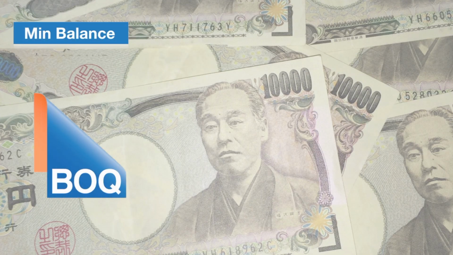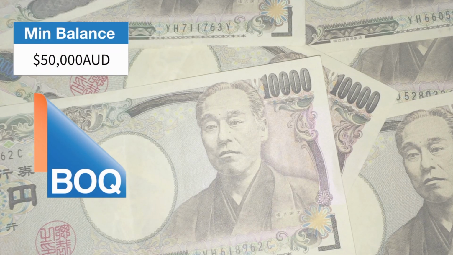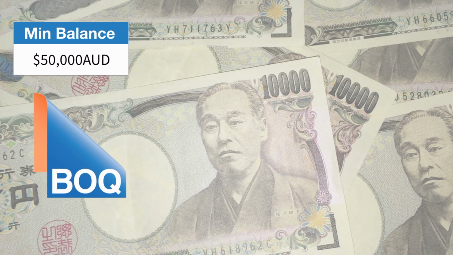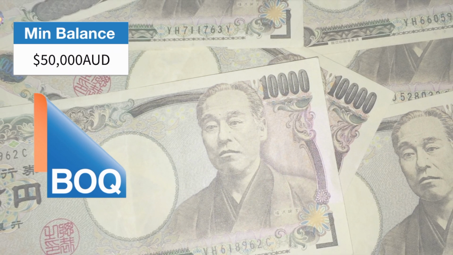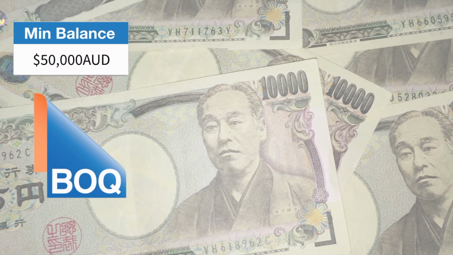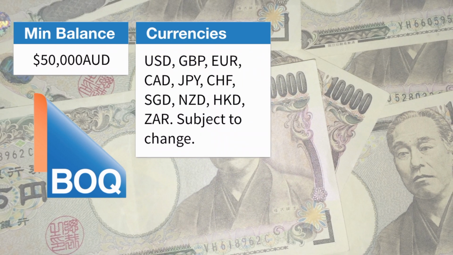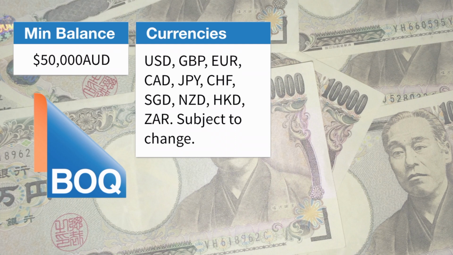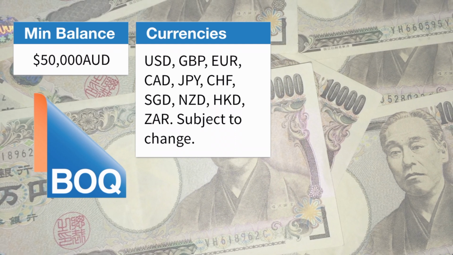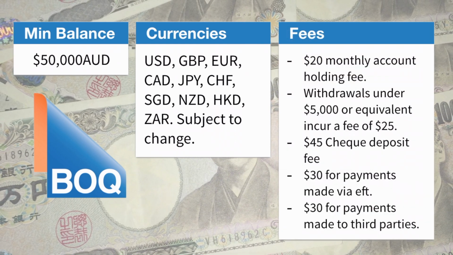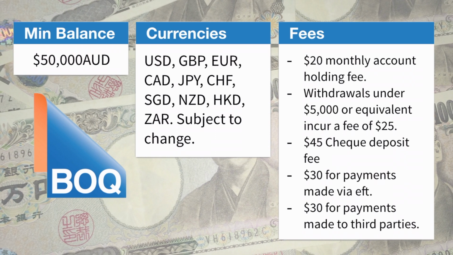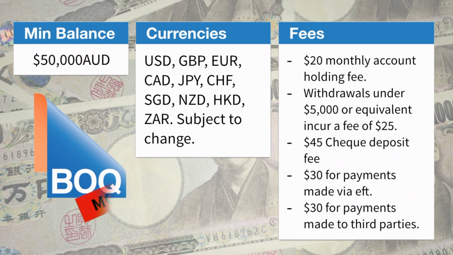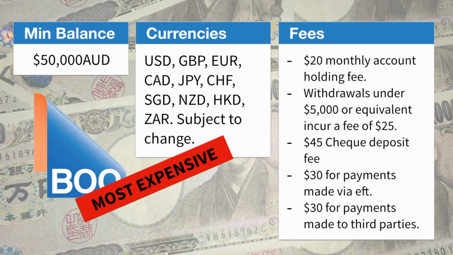And finally, Bank of Queensland. They have a very high minimum balance of 50,000 Australian dollars or $100,000 if you're making a term deposit. Their currency list is also subject to change, and they charge a lot of fees for holding the account, withdrawing under $5,000, depositing cheques, and making payments. There are a lot to be aware of here, so this makes them the most expensive option we've looked at.